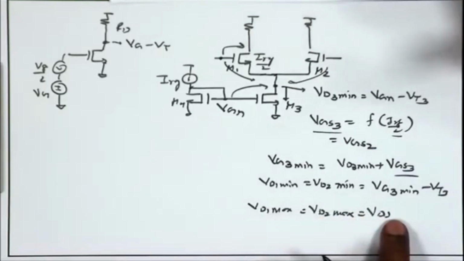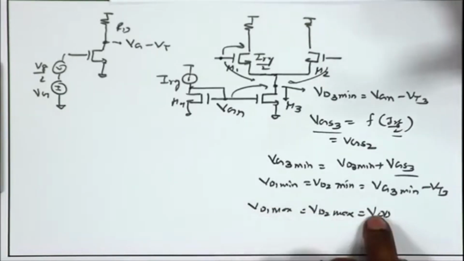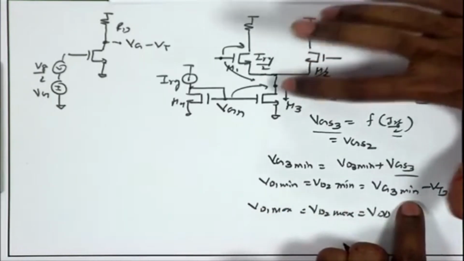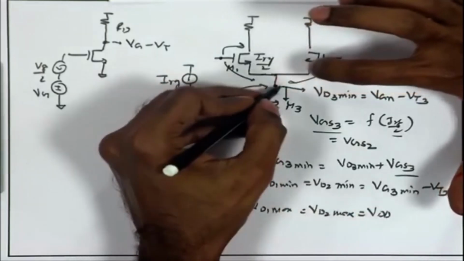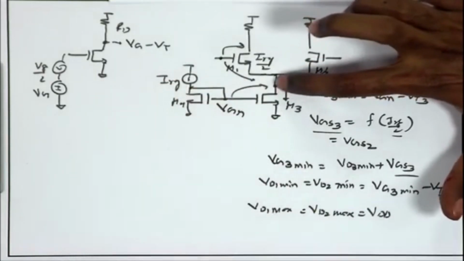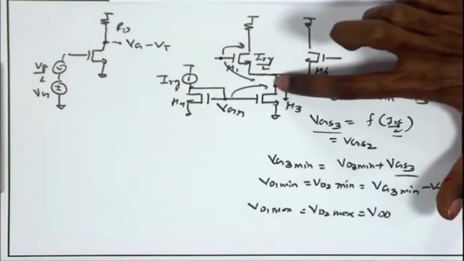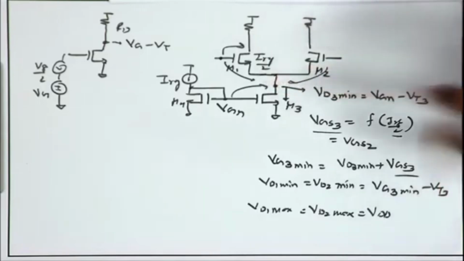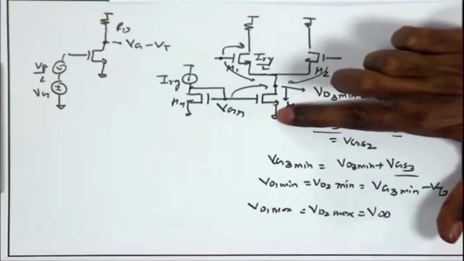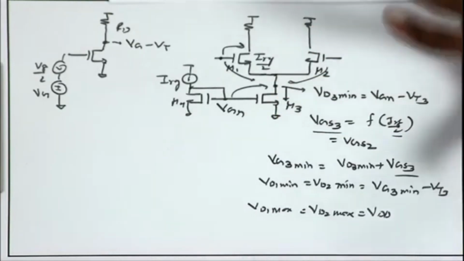So, VD1 max equal to VD2 max is just equal to VDD. The upper point does not change, VD1 max and VD2 max do not change, but VD1 min and VD2 min are slightly higher, because you need to have enough VDS for M3. This node is not a DC ground, this is an AC ground. From the point of view of DC, you do need some minimum drain voltage for M3 to keep M3 in saturation and make it behave like a good current source. So, that is the difference with respect to the signal swing.